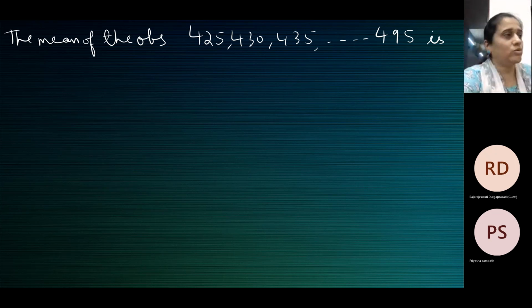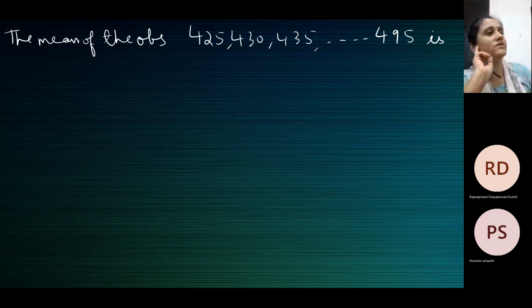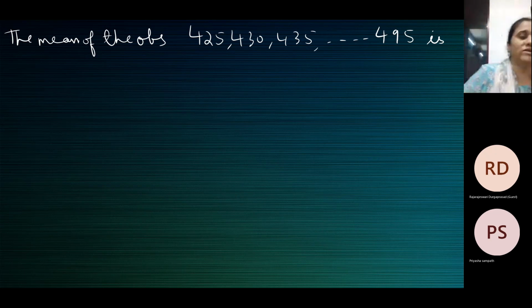No, this is for raw data, no? So you don't have to use that formula. Simply, how do you find mean for raw data? Sum of all the observations by number of observations. Yeah. Mean is equal to sum of all the observations by the number of observations.